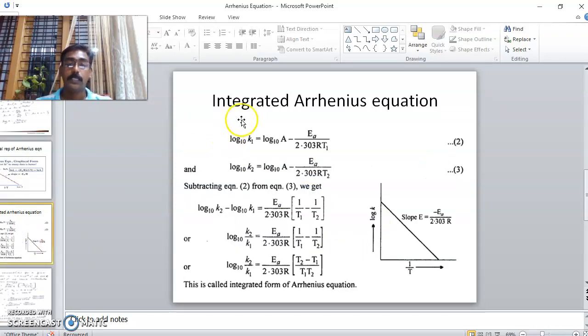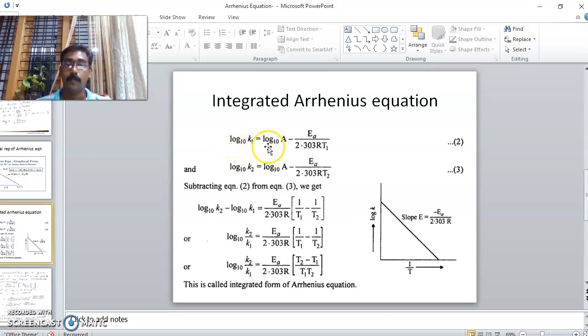Now we will discuss the integrated Arrhenius equation. We have the expression of the form log k1. Here I have given k1 because we consider the temperature as T1, whatever it may be, it is a general form. At temperature T1, the rate constant is k1. So the expression becomes log k1. Here 10 indicates the logarithm is based on 10, that's why it is log 10. You need not be bothered about that.